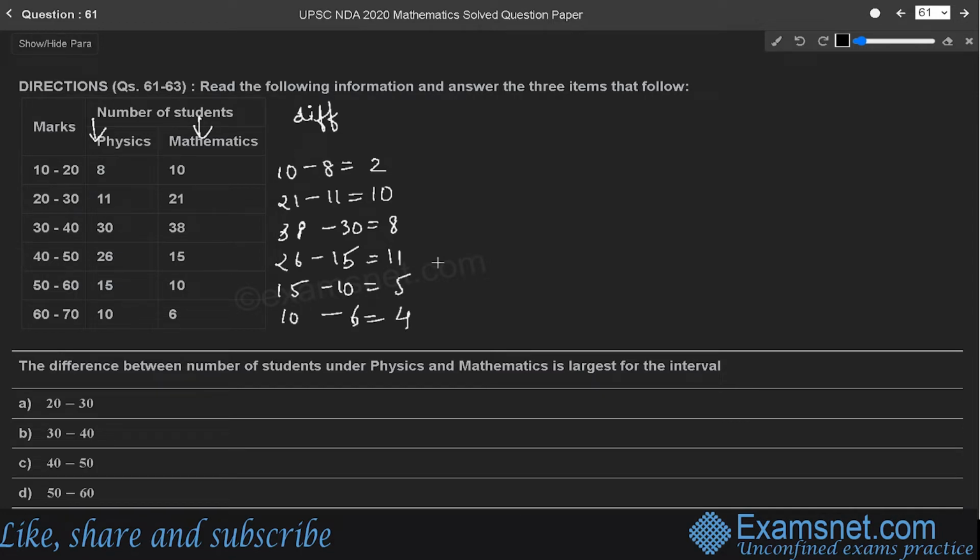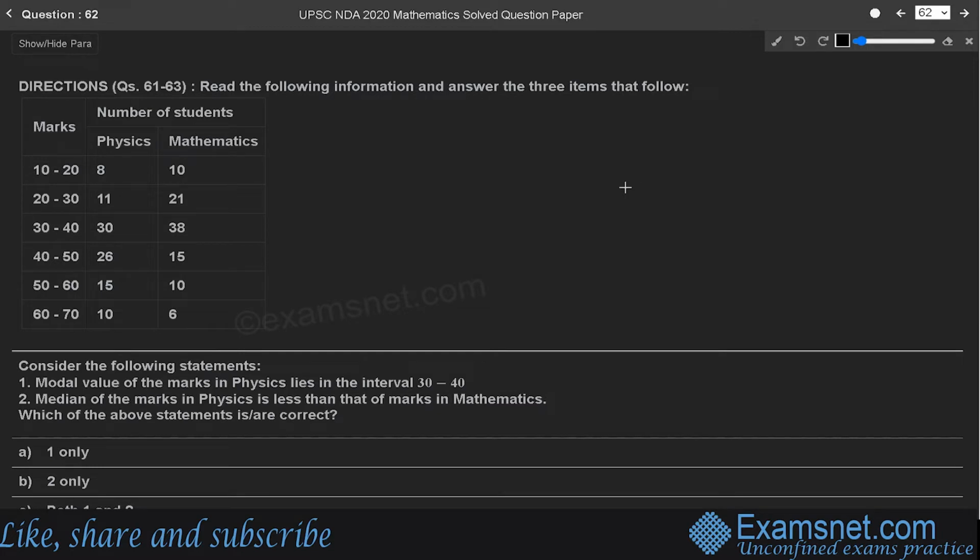Now can you tell me what is the largest difference here? The largest difference is 11, and we can see that it lies in the interval 40 to 50. Therefore, we can say that the difference is largest for the interval 40 to 50. So the correct option for this question is option C, which is 40 to 50.